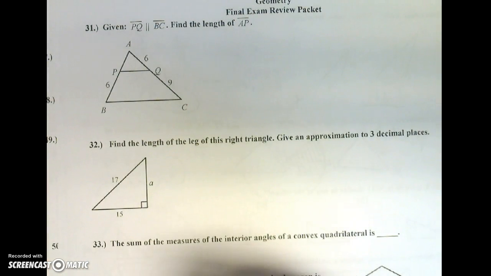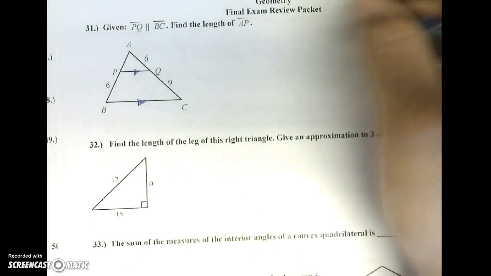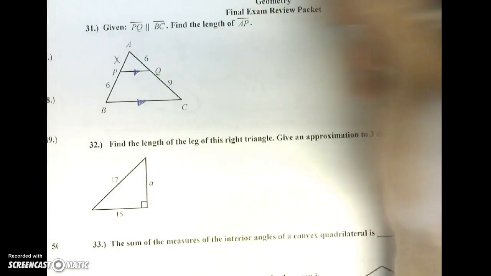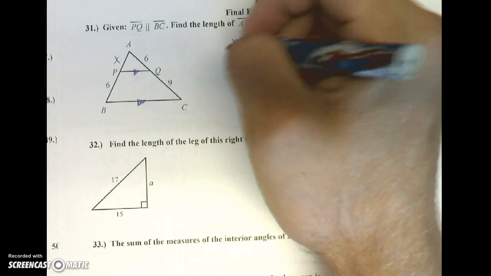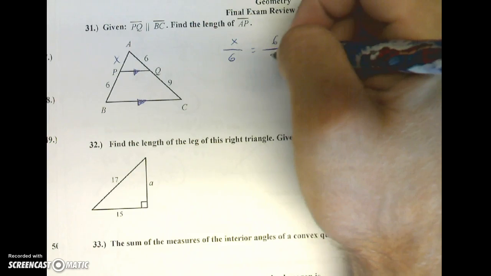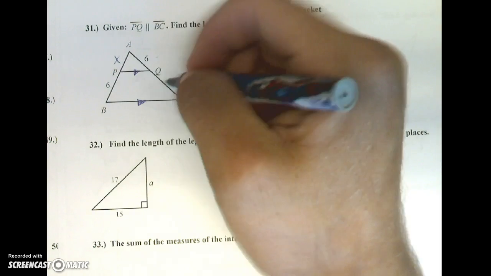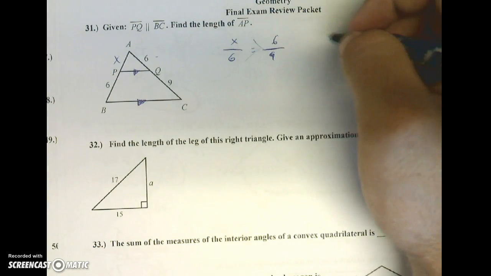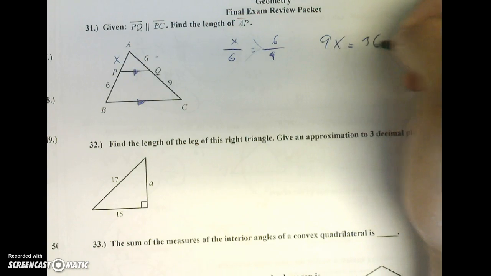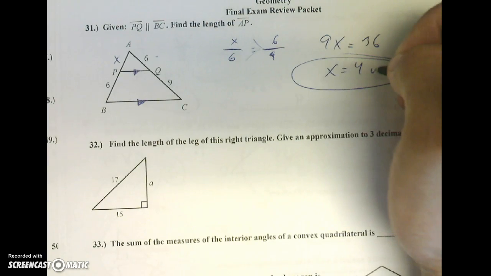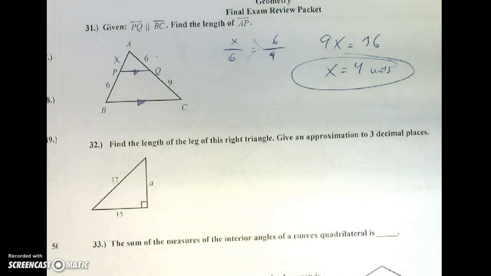Given PQ is parallel to BC, right, which again are these little arrows to show that they're parallel, find AP. Well, I can say x over 6 equals 6 over 9. Boom, boom, boom, boom. Okay? When I cross multiply this, 9x equals 36. X equals 4. Awesome. We can say units, or if there's feet or inches, whatever it may be. Okay, so setting up your ratio there.